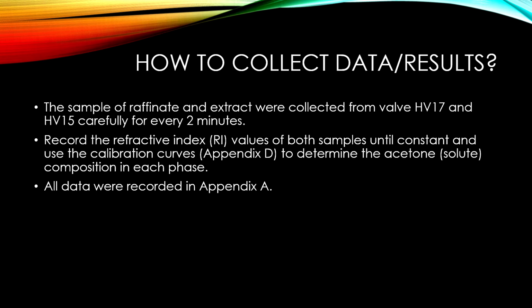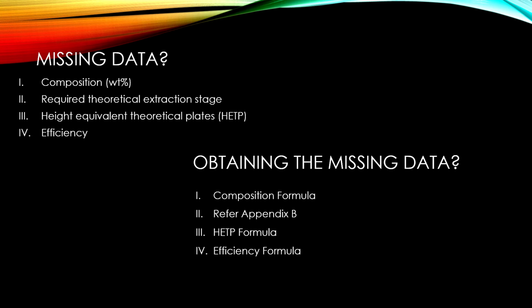So how can we collect the data and results? The samples of raffinate and extract were collected from valves HV17 and HV15 carefully every 2 minutes. Record the refractive index (RI) values of both samples until constant and use the calibration curve in Appendix D to determine the acetone solute composition in each phase. All data were recorded in Appendix A. The missing data: first, composition; second, required theoretical extraction stage; third, height equivalent theoretical plates, HETP; and lastly, efficiency.